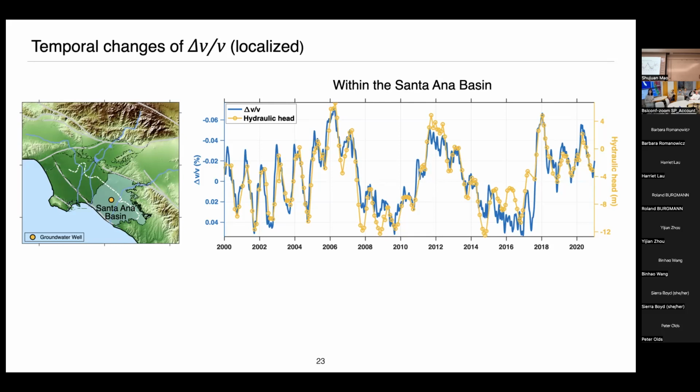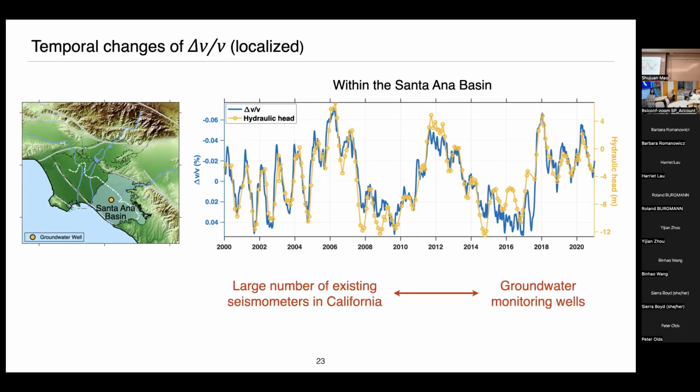So you can see over the past 2 decades, these two match very well with each other, both for the long-term changes and for the seasonal variations, which indicates that we could probably leverage the large number of seismometers in California as an alternative way to track groundwater levels. This could be very promising because it will considerably improve the temporal and spatial density of, say, water level measurements, while avoiding the very expensive cost of drilling and maintaining groundwater monitoring wells.